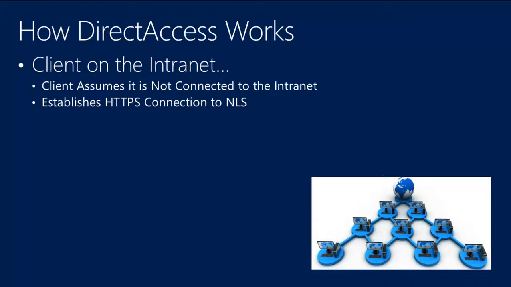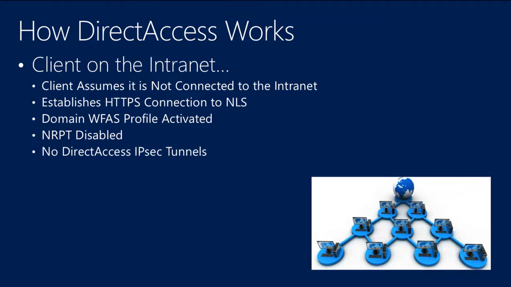If that fails, obviously that's not going to work, but if it does, it's going to attempt to communicate with that. It's going to expect to get a response, and if it does, the domain Windows Firewall with Advanced Security profile will be activated. Once that happens, the name resolution policy table will be disabled, and so basically it just functions as if it's connected on the local intranet. No DirectAccess IPsec tunnels are going to be brought up, and all communication just goes straight through the adapter. Everybody's happy.